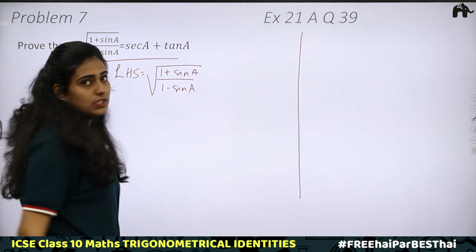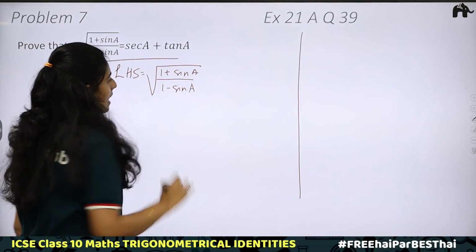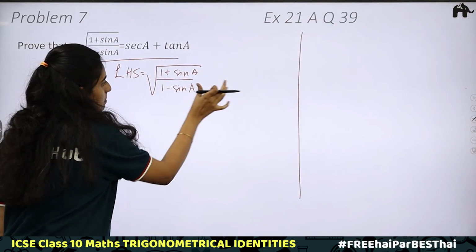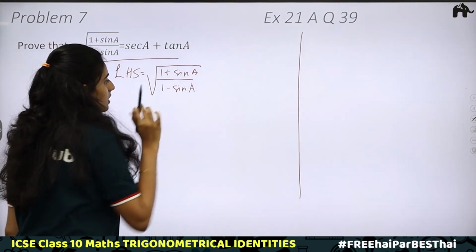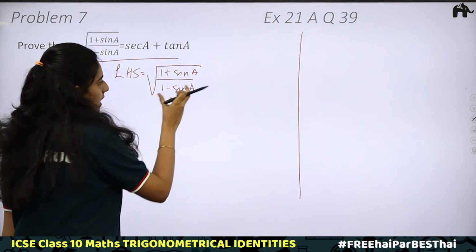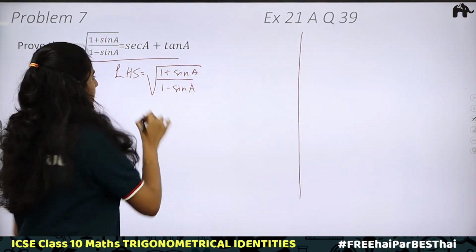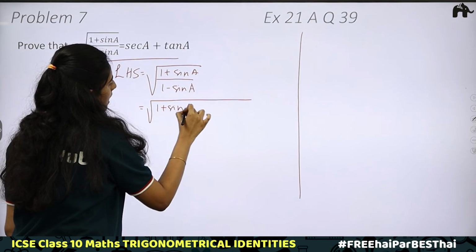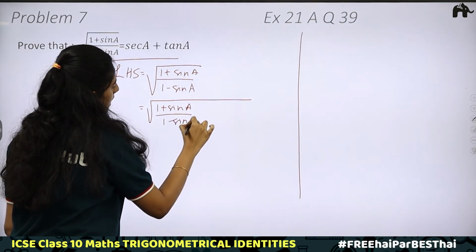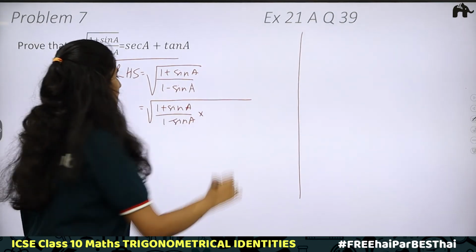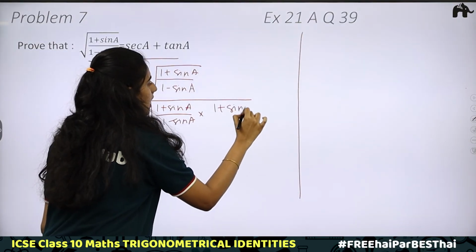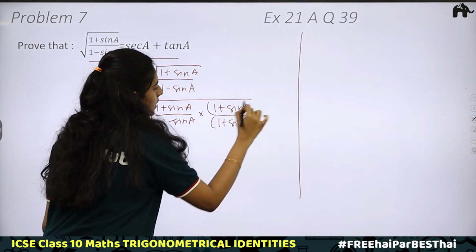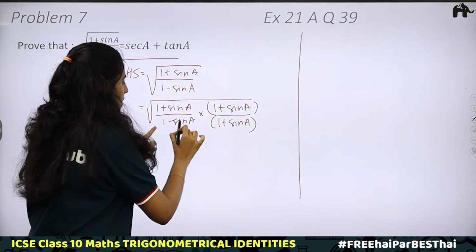Here what we are going to do is, in the denominator we have 1 minus sin A. Okay, we need a 1 plus sin A to be multiplied with this, so that we will be getting the form A minus B into A plus B, which will be helping us to solve this. Okay, here this root of 1 plus sin A divided by 1 minus sin A, I am multiplying 1 plus sin A with the numerator and denominator. Okay, as I said, here we have A minus B.